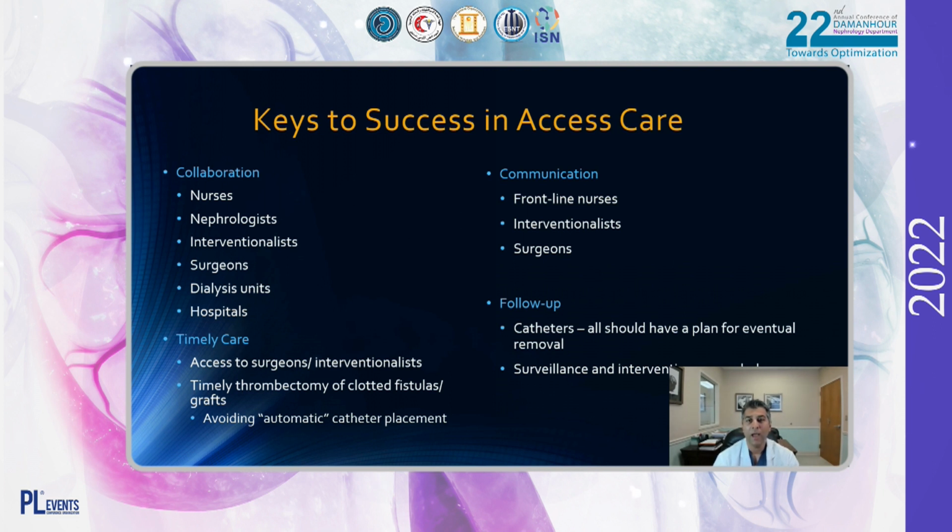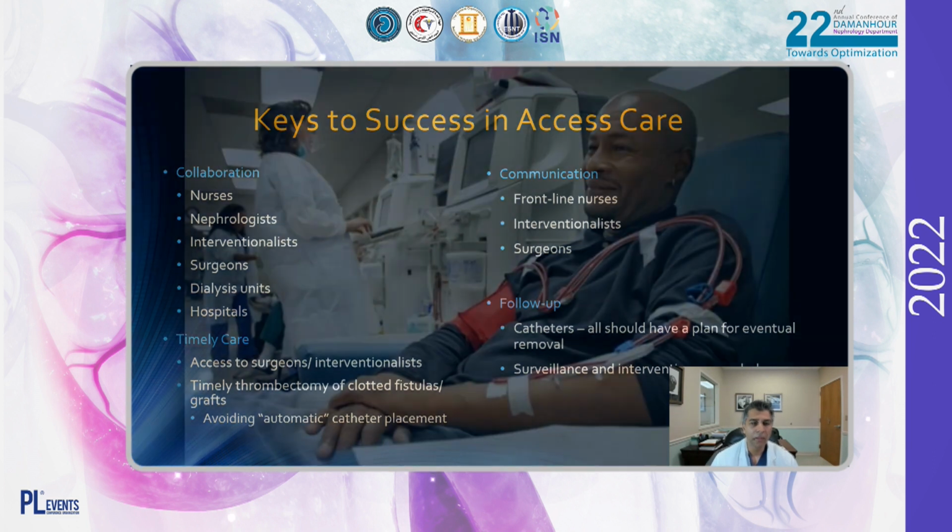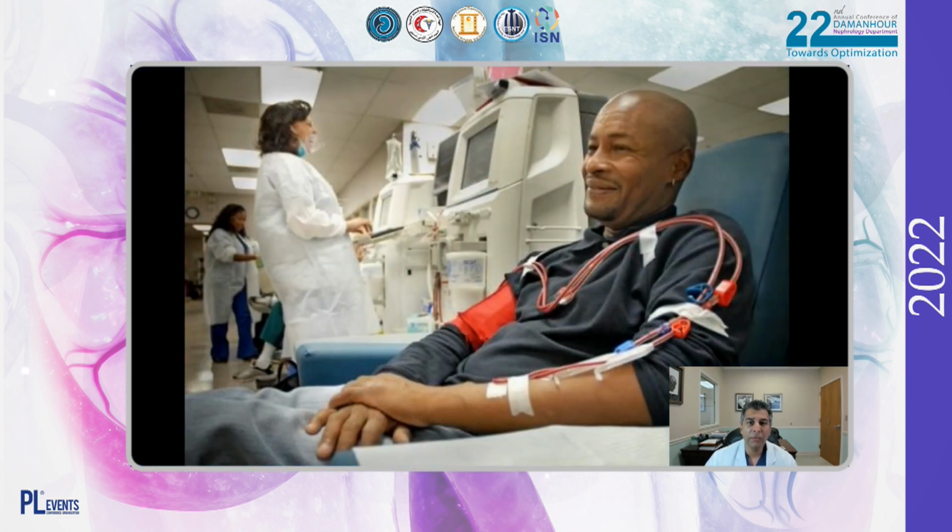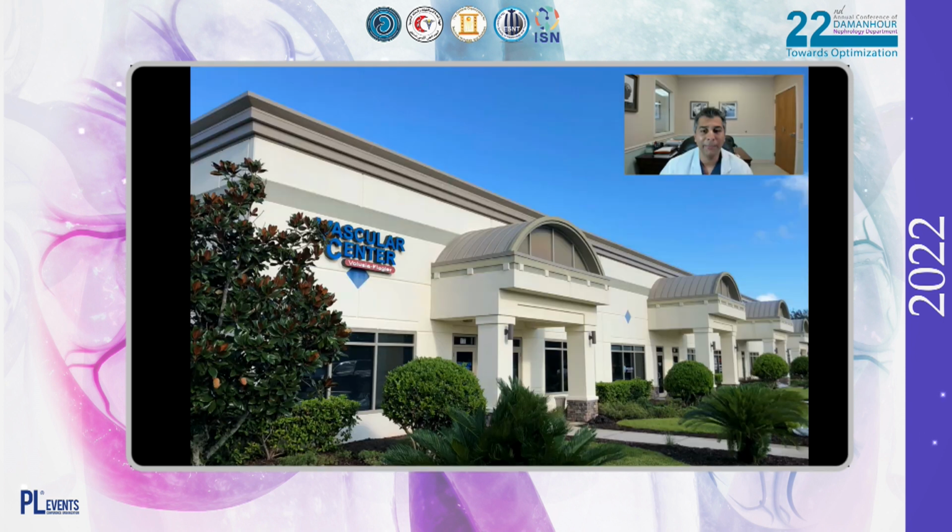And we really like to follow up with our patients, do surveillance and ultrasound on the fistulas, and remove catheters when we can. And at the end of the day, we really want happy patients and happy staff. And that's really the goal of our care as interventional nephrologists, to help facilitate everything. And this means happier nephrologists at the end of the day as well.